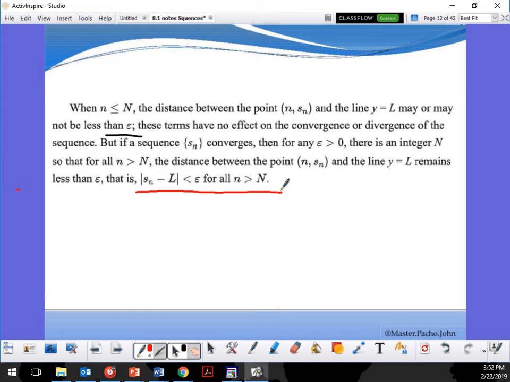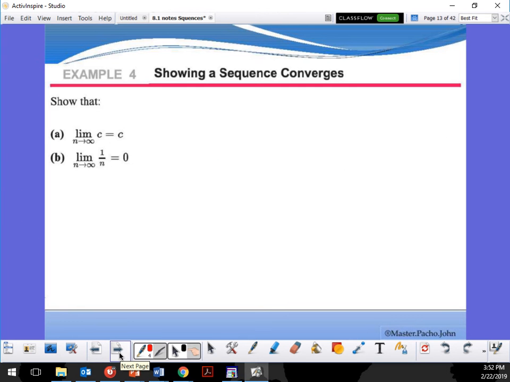Is there a way to find capital N? Yeah, we're going to do those. We're going to find something for this. So that's the next problem.